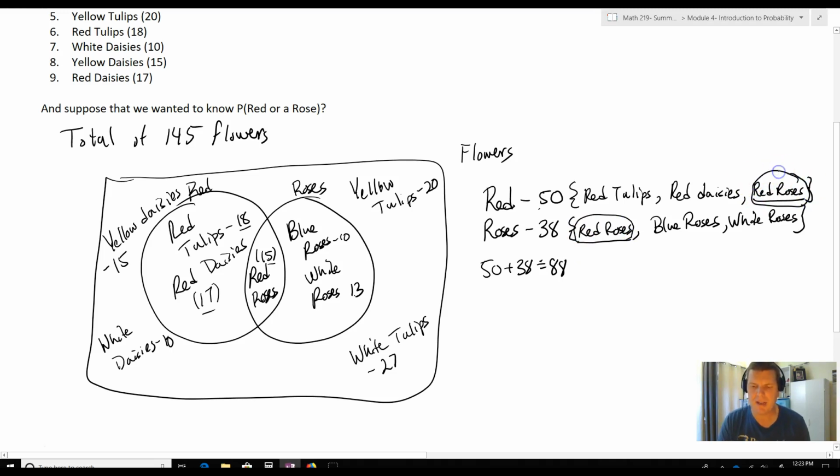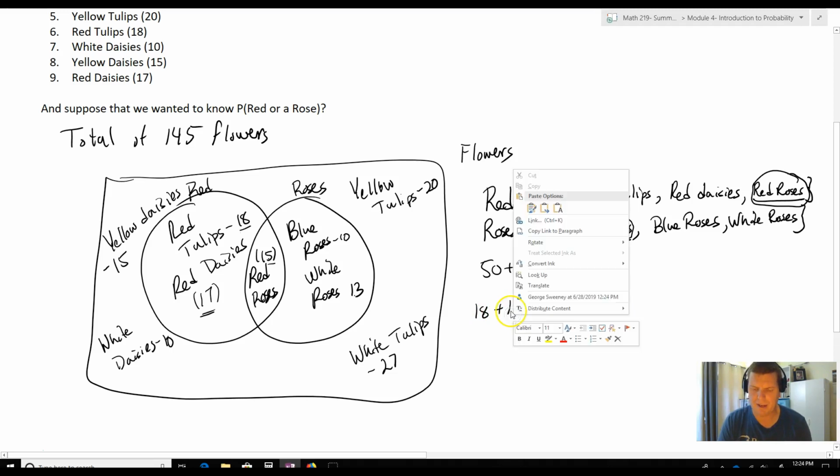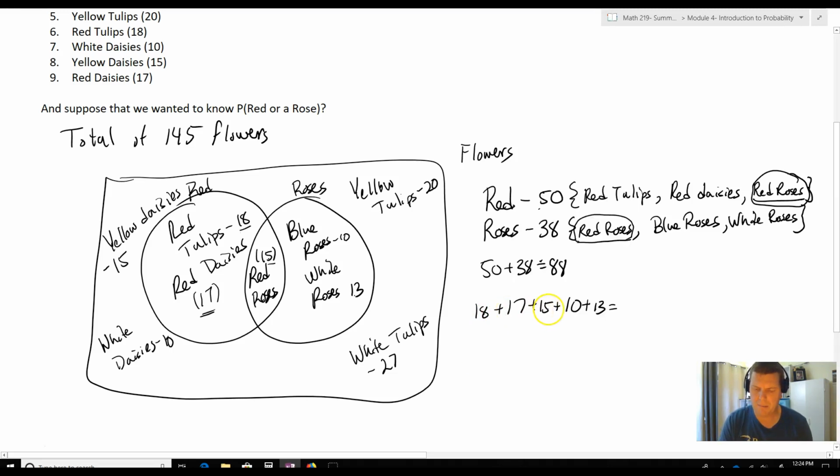So it's actually not going to be 88. Let's take a look. Our actual count is going to be 18 for the red tulips, plus 17 for the red daisies, plus 15 for the red roses, plus 10 for the blue roses, plus 13, okay? So that's going to end up giving me 18 plus 17 is 35, plus 15 is 50, plus 10 is 60, and it's 73, okay?